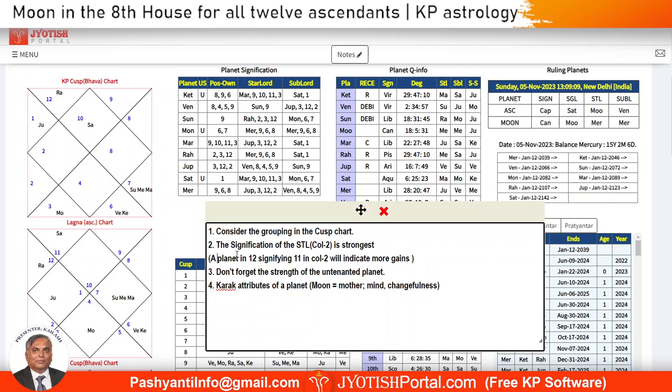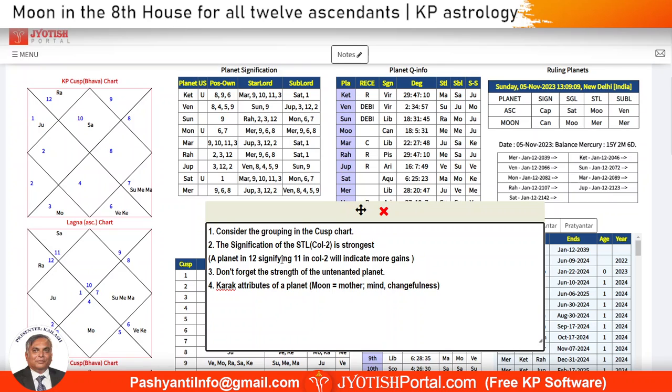So that's another point. Then the untenanted planet. You already know what the untenanted planet is, and its strength is as good as column 2, almost like a star lord kind of strength. So when you're looking at a grouping of the houses, this is one of the things that you should bear in mind.